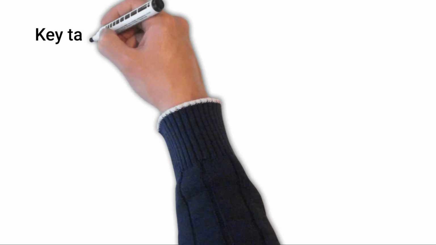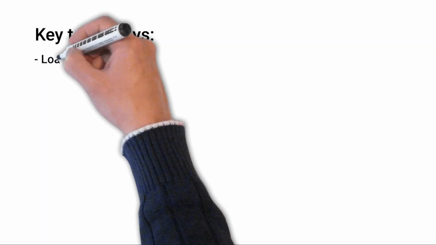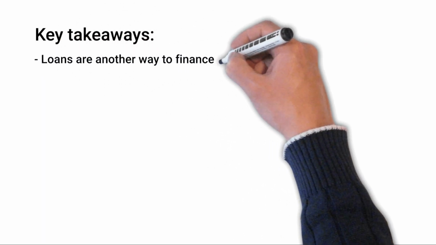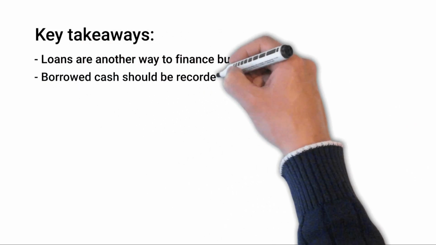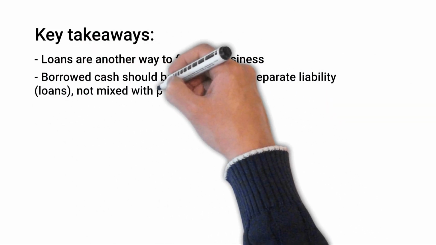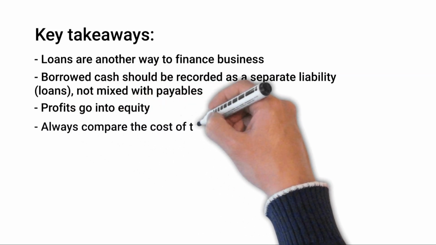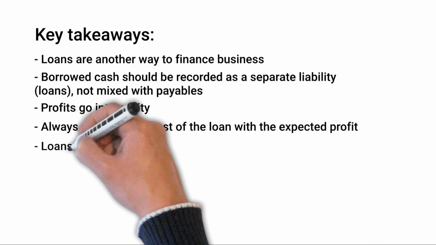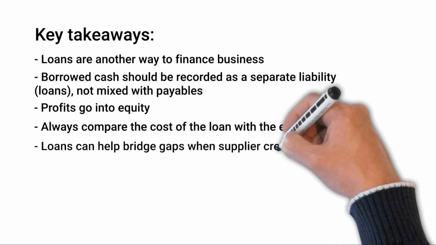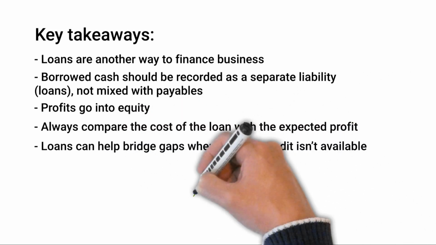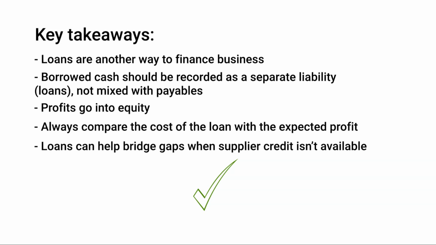What would be our key takeaways for the lesson? Loans are another way to finance business operations. Borrowed cash should be recorded as a separate liability, loans, and not mixed with the payables. Profits go into equity. Always compare the cost of the loan with the expected profit. Loans can help bridge gaps when supplier credit isn't available.